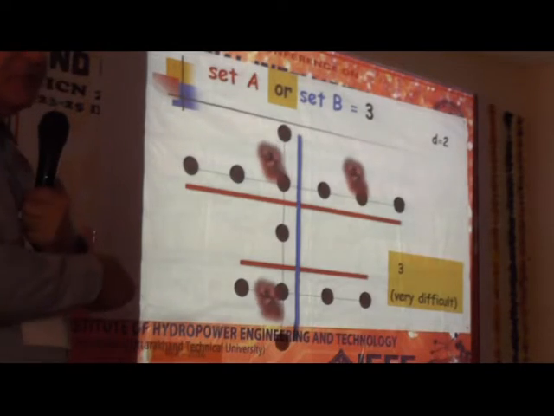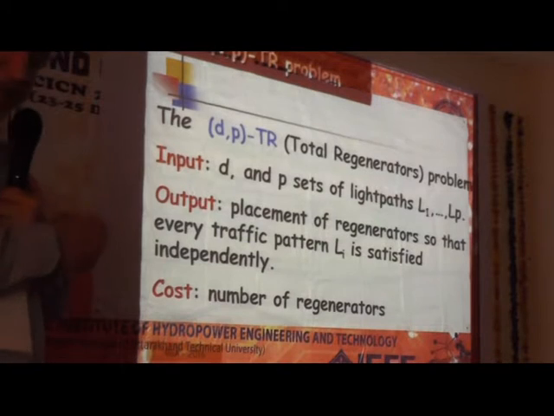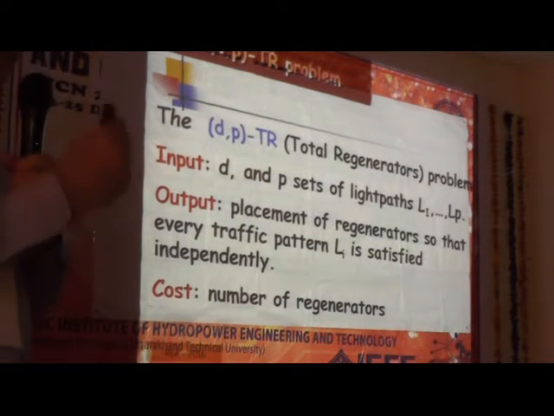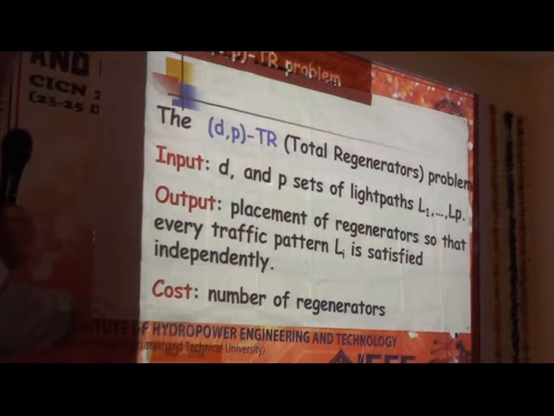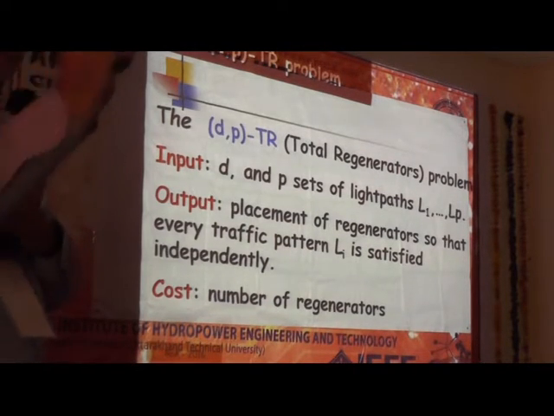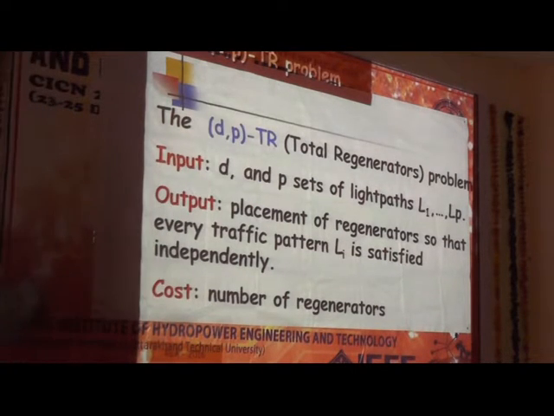This is a very difficult problem, and it turns out what we showed is the following. This was a very nice paper. I give you D and P. D means I have to put a regenerator every D steps. P means I give you P sets: calls for 1 o'clock, calls for 2 o'clock, calls for 3 o'clock. P sets of light paths that I have to use.